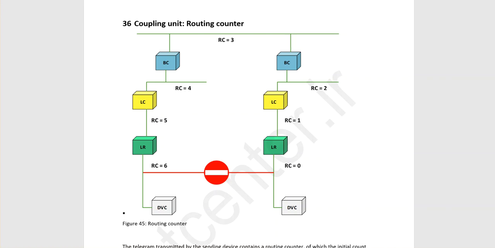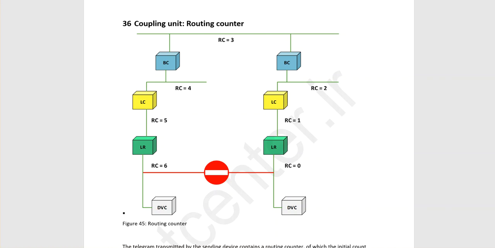Okay, the next concept is routing counter. Remember that I told you there is no possibility to make a ring in KNX. So if you make a ring by mistake, there is something to avoid serious problems. Whenever the telegram or packet of data passes a line repeater, line coupler, or backbone coupler, the routing counter decreases by 1. It starts at 6, okay? So 6, 5, 4, 3, 2, 1, 0.